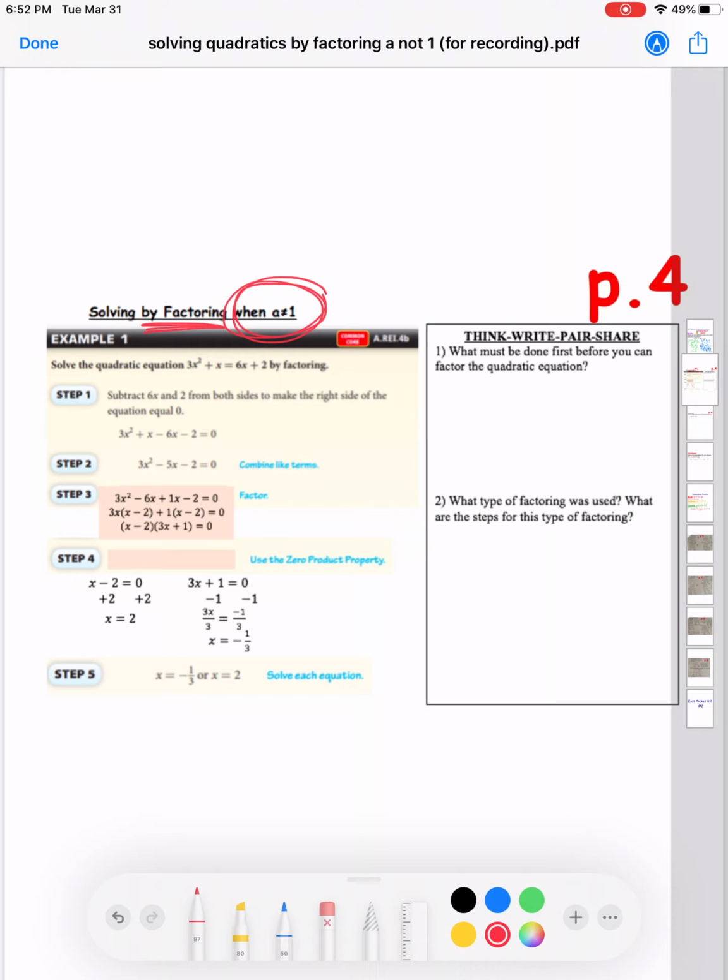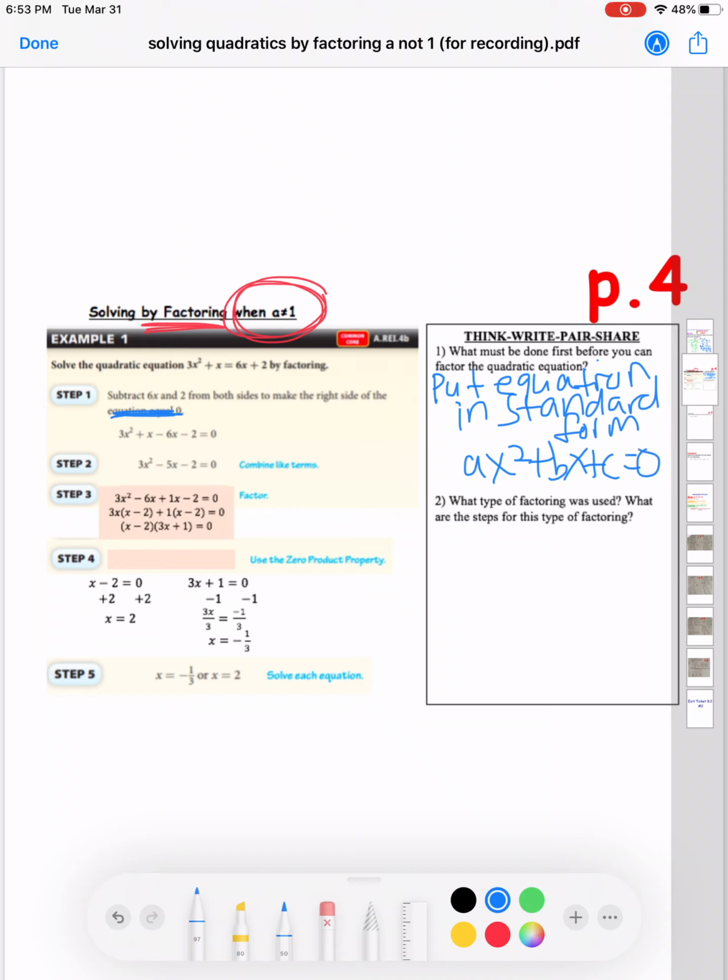Okay, so looking at question number 1, it said, what must be done first before you can factor the quadratic equation? If you notice, this is what they were doing in step 1, which is to get the equation equal to 0. So remember, we called this standard form. So I'm going to say put equation in standard form. Which, as a reminder from our last lesson, is ax squared plus bx plus c equals 0.